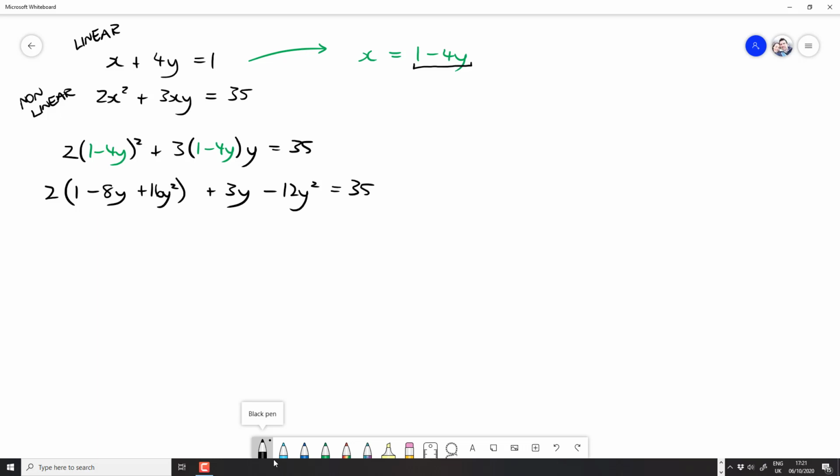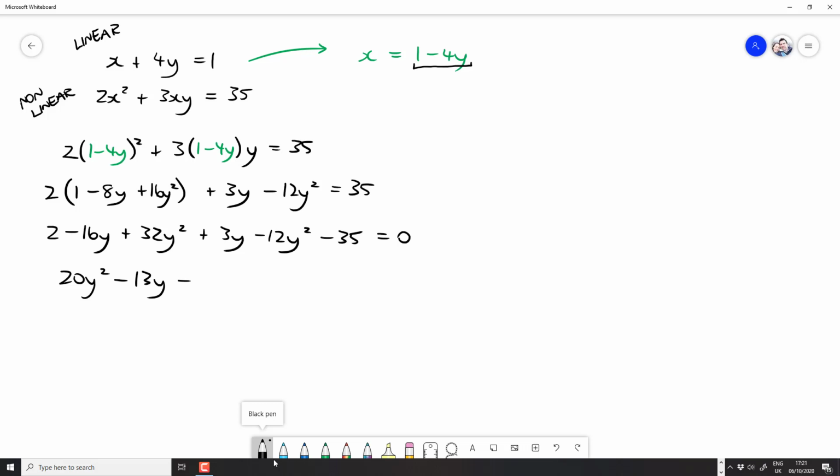I'm going to multiply the 2 into the bracket, so I have 2 by 1 is 2, 2 by minus 8y is minus 16y, 2 by plus 16y squared is plus 32y squared, then plus the 3y minus the 12y squared. And because I'm trying to form a quadratic equation, I'm going to subtract the 35 from both sides to leave a 0 on the right hand side. 32y squared minus 12y squared is 20y squared. We have minus 16y plus 3y, which is minus 13y, and then 2 minus 35 is minus 33 equals 0.